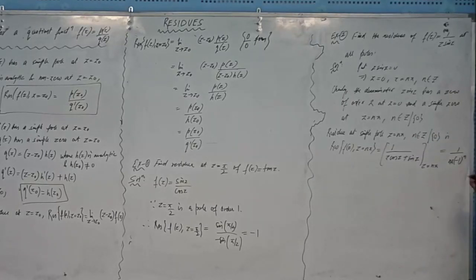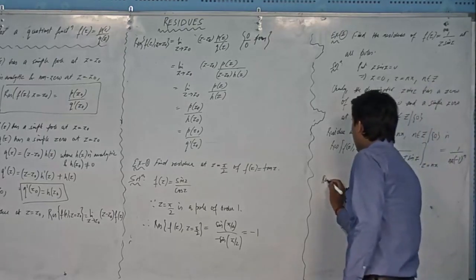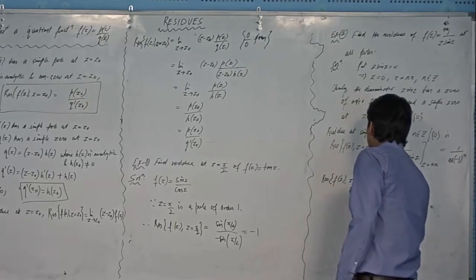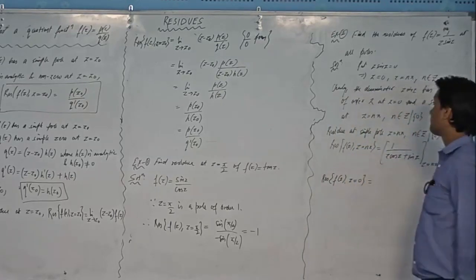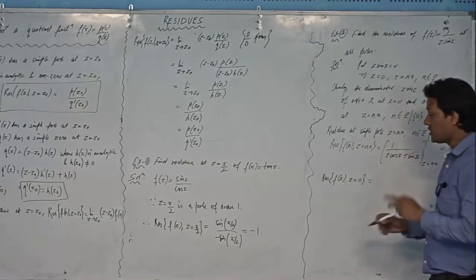And now comes the other pole at z equal to 0, the residue at z equal to 0, and since 0 is a pole of order 2, we cannot use this formula.